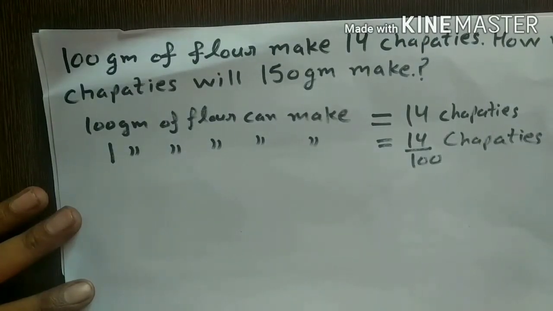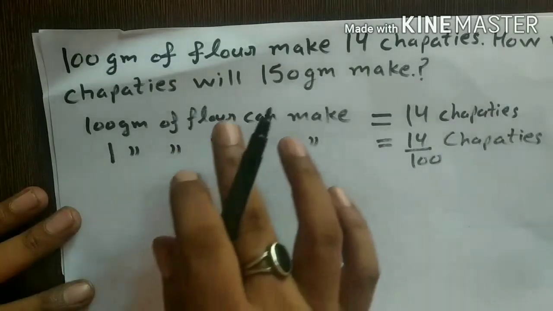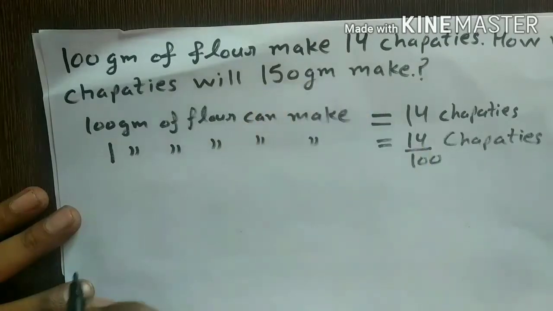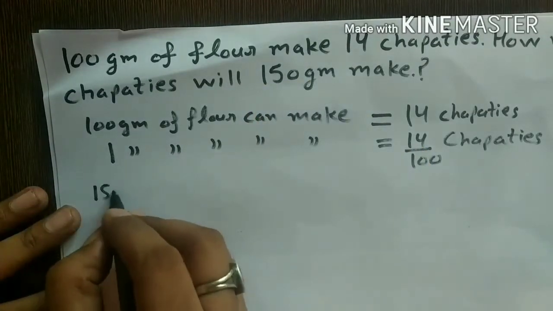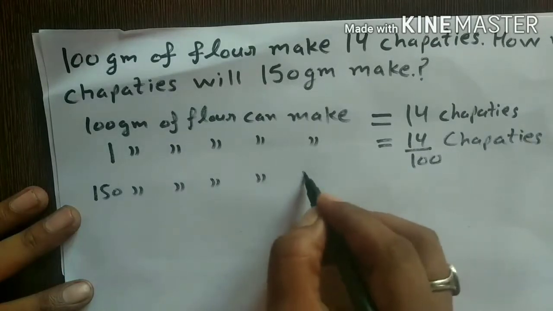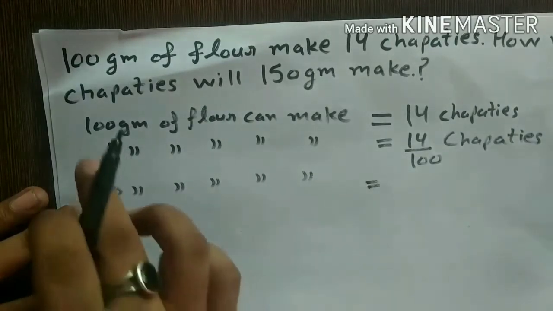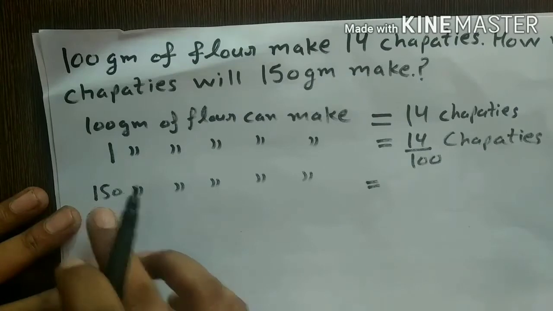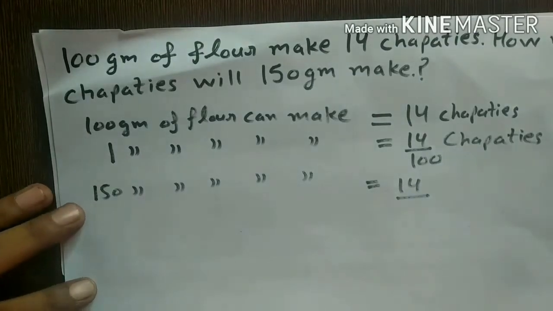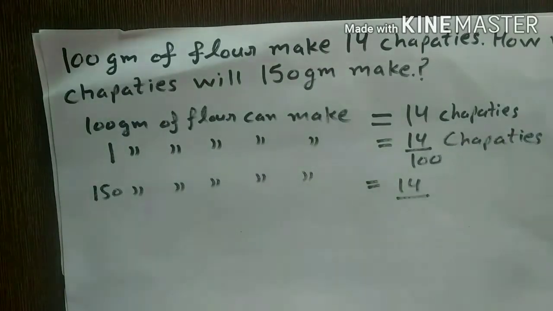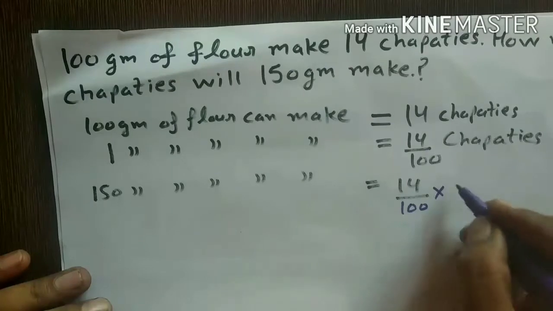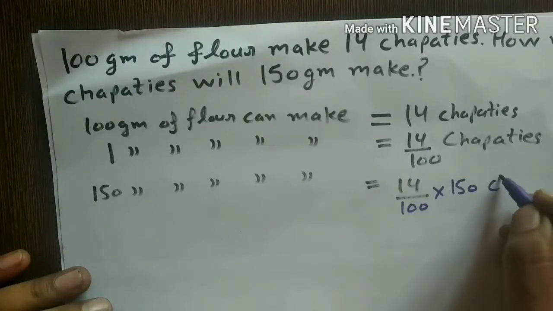Now, what is the actual question? The quantity of flour is given 150 gram. So I will write 150 gram. When the quantity is increased, then we have to multiply. So student, this is the unitary method. Multiply 150.